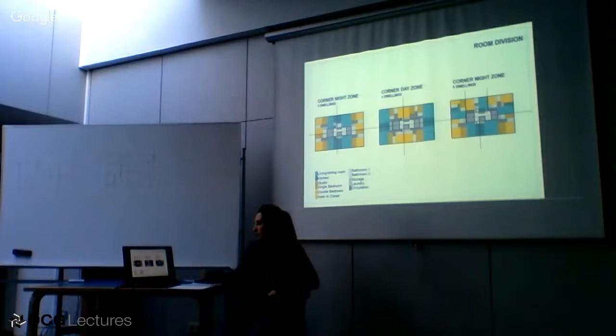Then after the zone division, I entered into the room division. So I identified the different rooms: living, dining, kitchen, studio, single bedroom, double bedroom, walk-in closet, and the service areas.